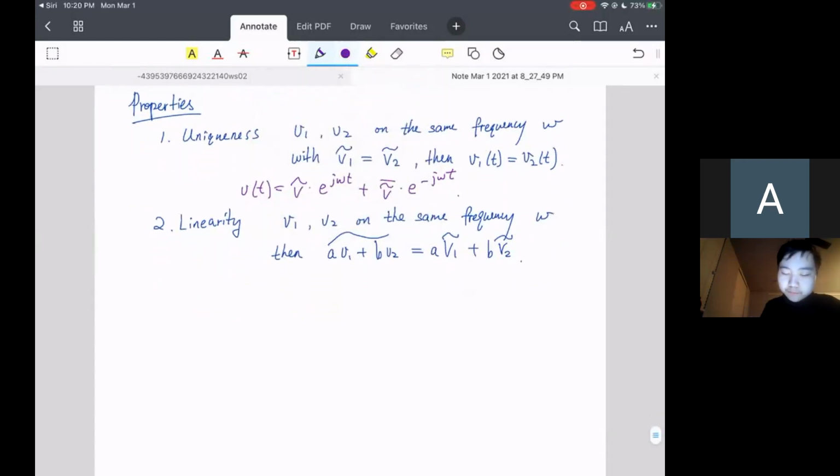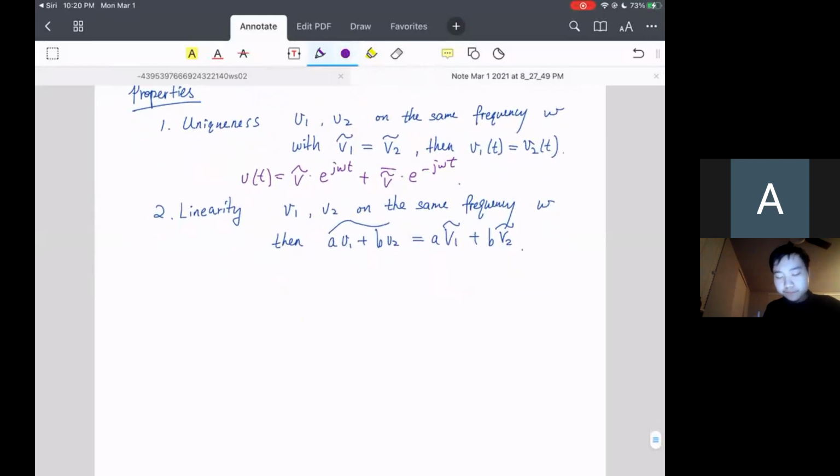Again, we apply the same formula to see that A V1 plus B V2 is equal to A times V1 tilde times e to the j omega t, there's A in the front, plus V1 tilde conjugate times e to the negative j omega t.